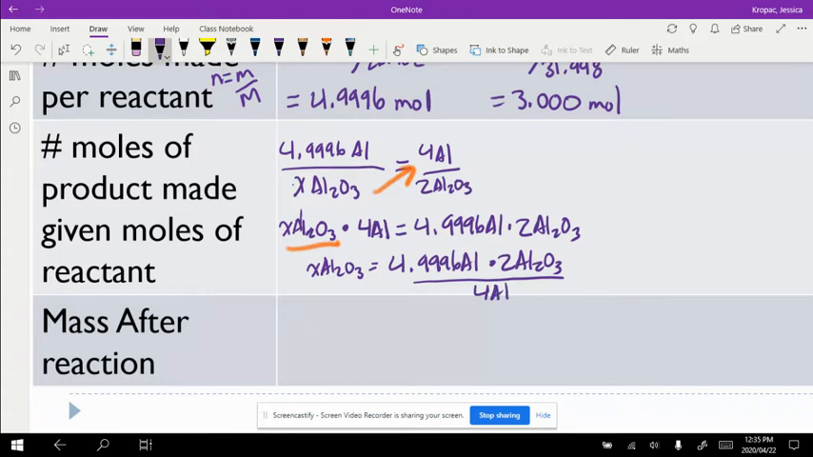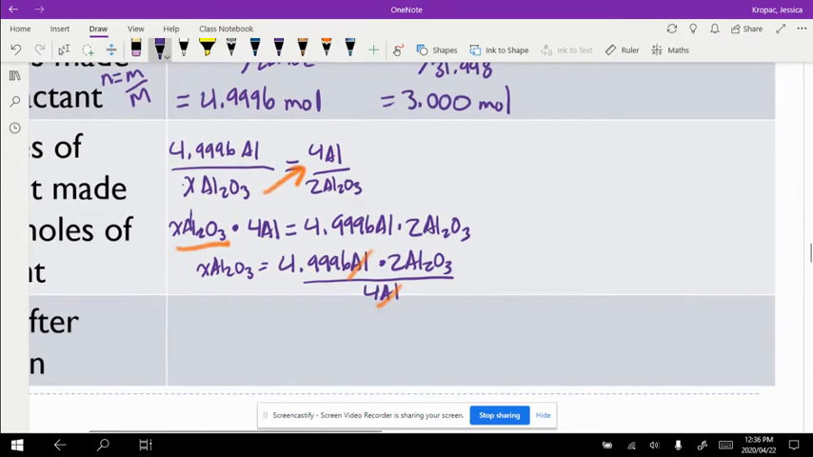So again, if I do this right, these are going to go through and cancel out. Aluminum, cancel out. Aluminum, cancel out. I'm going to be left with aluminum oxide. If I plug that into my calculator, 4.996 times 2 divided by 4, I'm going to get 2.4998 moles of aluminum oxide.